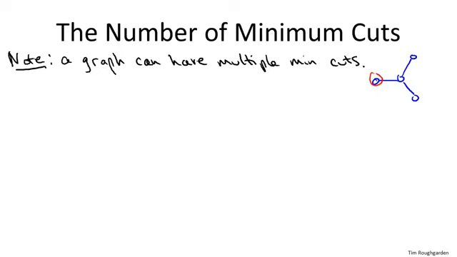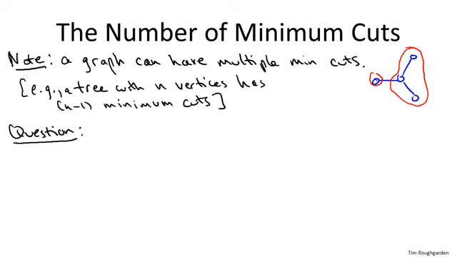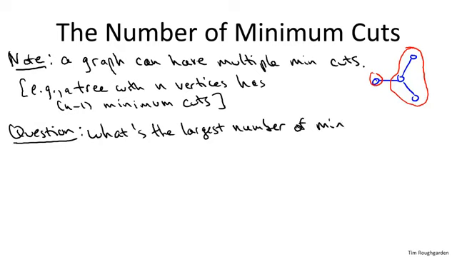If you just look at a star graph, that is hubs and spokes, it's evident that if you isolate any leaf by itself, then you get a minimum cut with exactly one crossing edge. In fact, if you think about it for a little while, you'll see that in any tree, you'll have n-1 different minimum cuts, each with exactly one crossing edge. The question concerns counting the number of minimum cuts. Namely, given that a graph might have more than one minimum cut, what is the largest number of minimum cuts that a graph with n vertices can have?